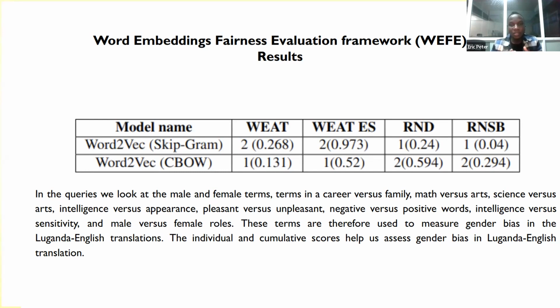We realized that on doing this, for the other metrics, the RND, the relative norm distance, looks at how the terms and attributes are really related using the distance. Then the RNSB looks at the sentiment, positive and negative.